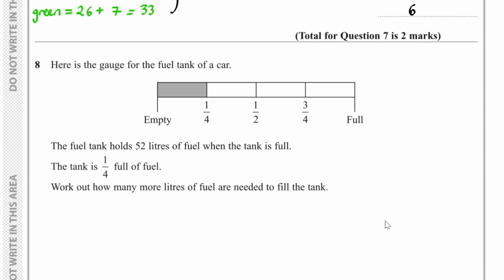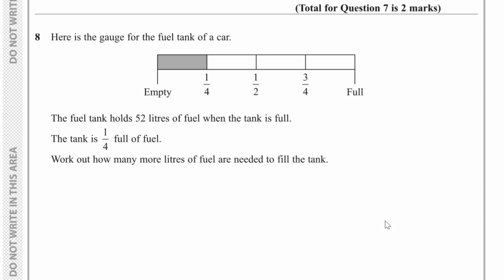Question number 8. Here is the gauge for the fuel tank in a car. A quarter of the tank is full, and the fuel tank holds 52 litres of fuel when the tank is full. The tank is 1/4 full of fuel. We have to work out how many more litres of fuel are needed to fill the tank.